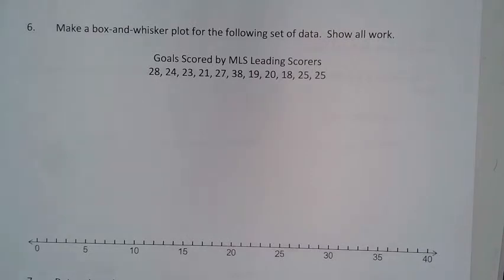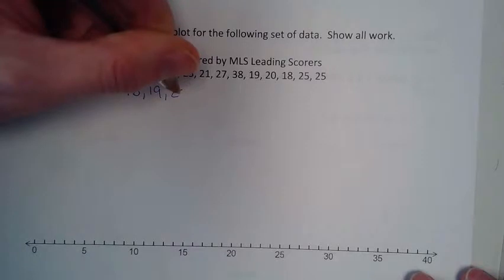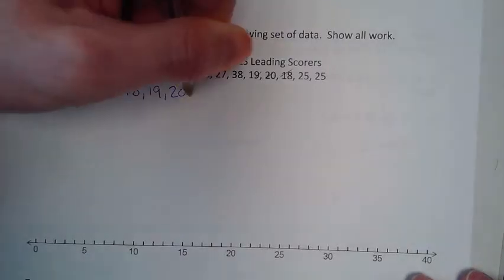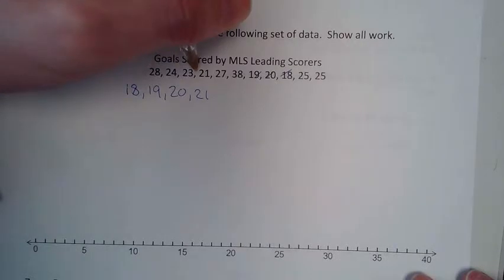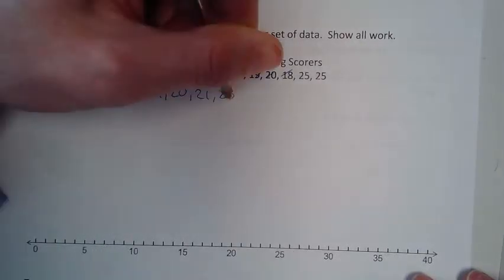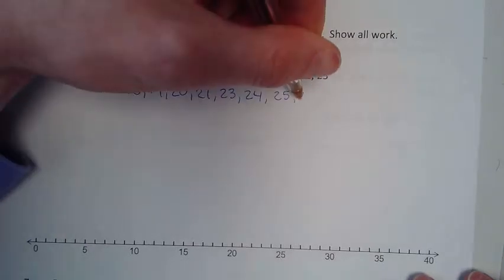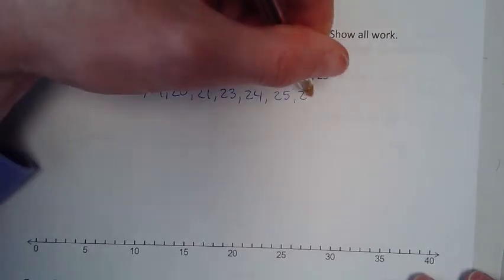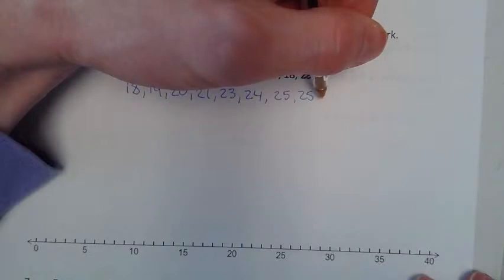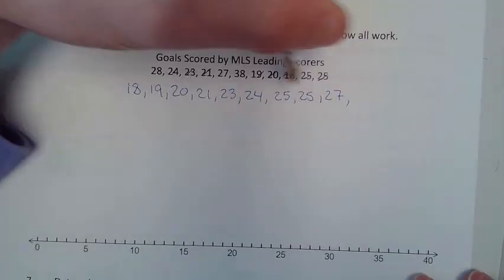So I see 18, 19, 20, 21, 23, 24, 2 25s, 27, 28, 38.